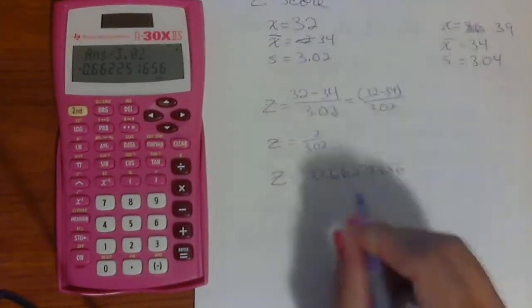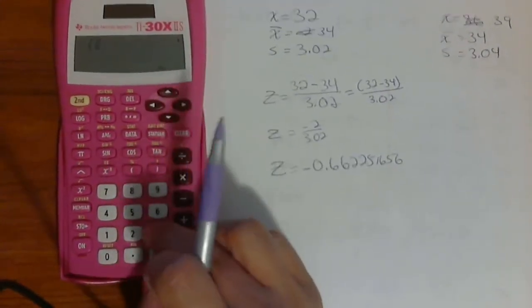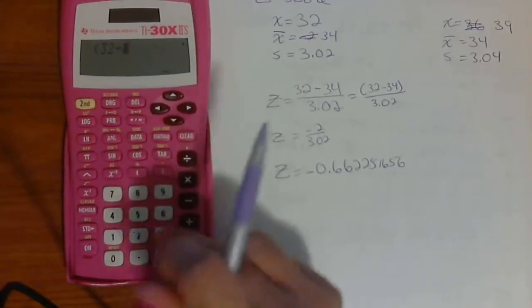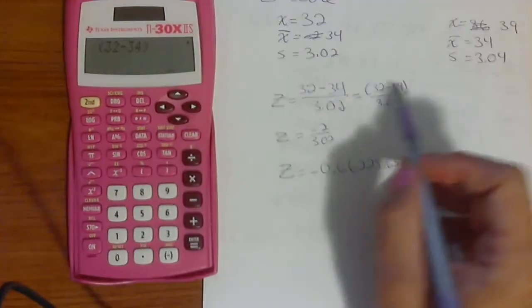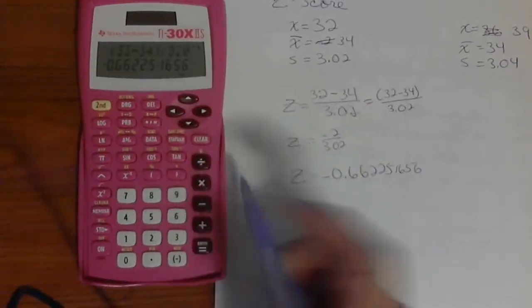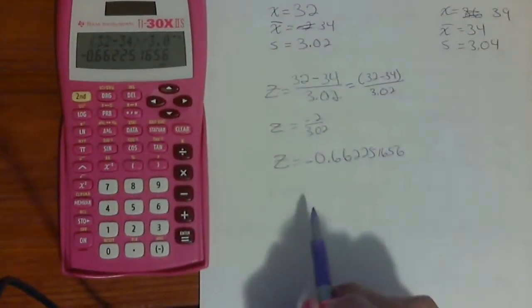I'm going to show you the other way in the calculator, which is to put parentheses around the numerator when you put it in, such as this. So I'm going to do 32, notice I opened my parentheses, 32 minus 34, close your parentheses because that's your entire numerator, divided by 3.02. Notice I get the exact same number.